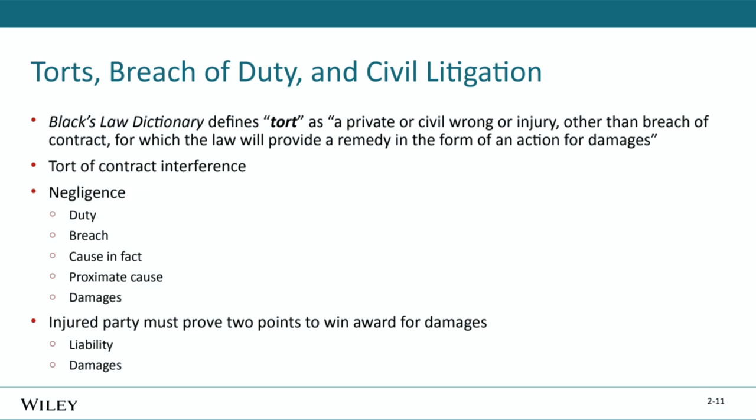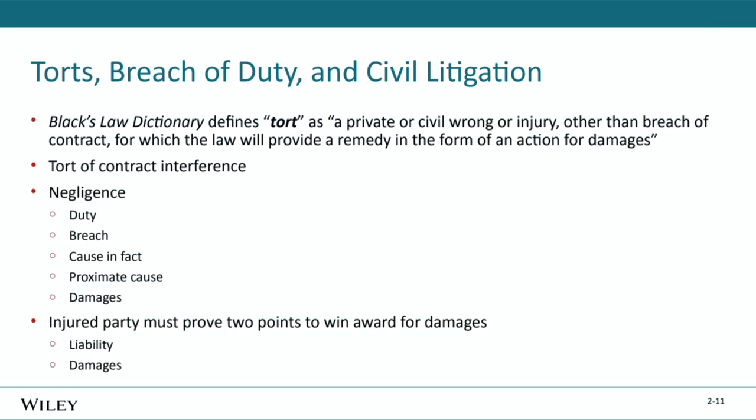That your injuries were in fact caused by their action. And there's also something called proximate cause. And some of that has to do with, was it foreseeable that this could have occurred? And then there has to have been damages. Okay, you had to be injured in some way.